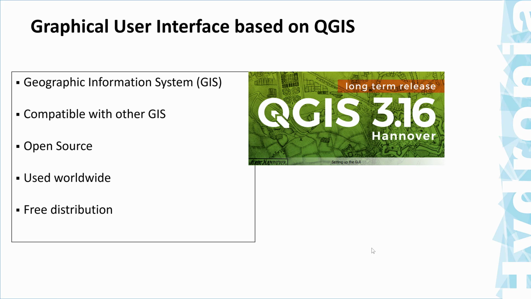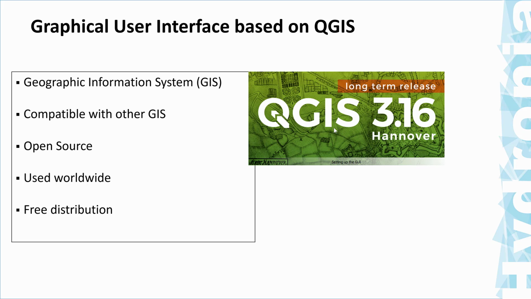Now, the second part of the presentation is about the graphical user interface. It's just an introduction because we will have time to go over the details of this user interface. So, as I mentioned, the user interface is based on QGIS. This is a geographic information system that is compatible with other geographic information systems, but in this case, it is open source, used worldwide, and freely distributed. So you are free to install it on any number of computers.